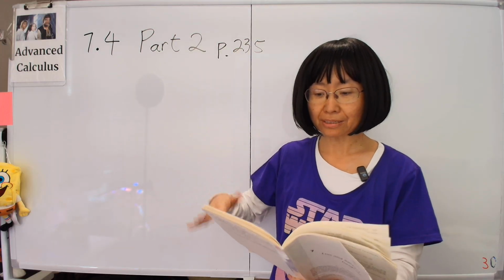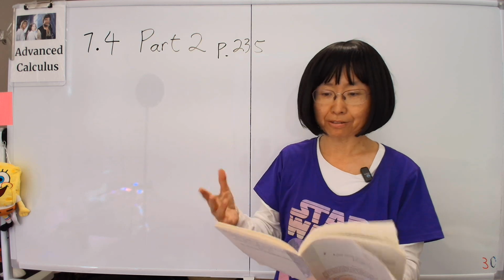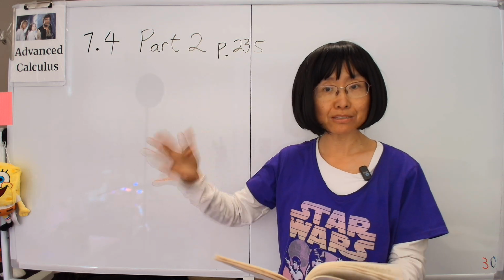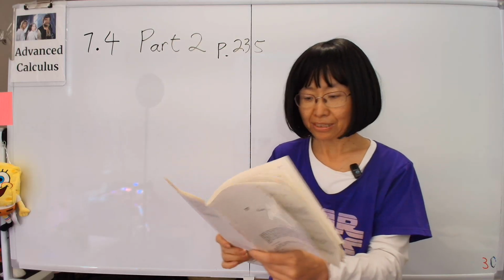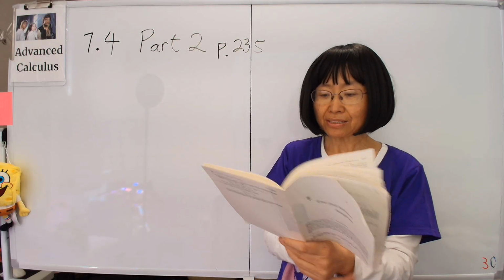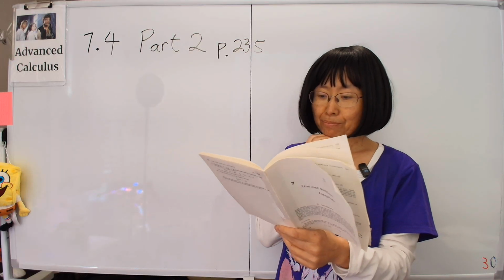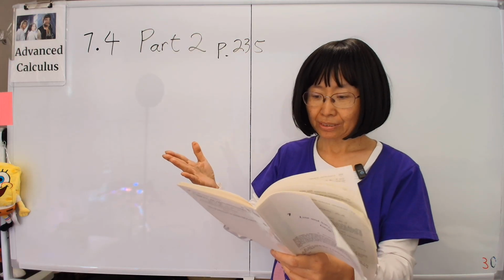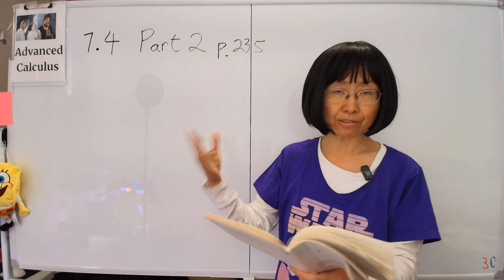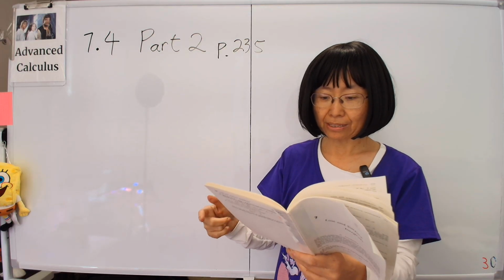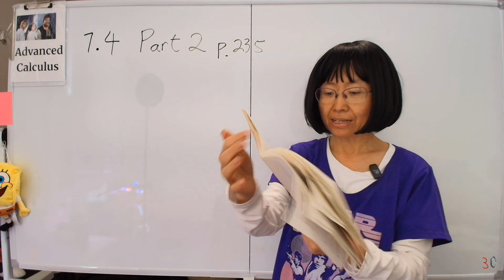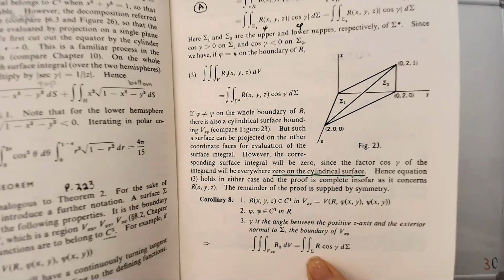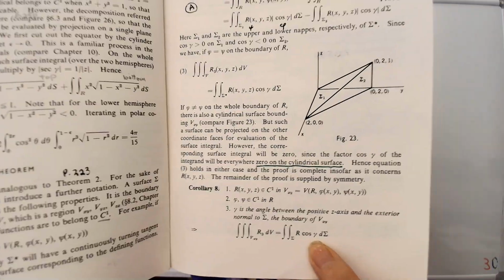So in other words, this is a less restrictive requirement than Theorem 8, which requires everything to be Vxy, Vyz, and Vxz, right? So the corollary is less restrictive. And then phi and psi are C1, and gamma is the angle between the positive z-axis and the exterior normal, as it always is. And the normal is on sigma, which is the boundary of Vxy. In that case, the triple integral over Vxy of R3 is going to be equal to the double integral of R cosine gamma over sigma.